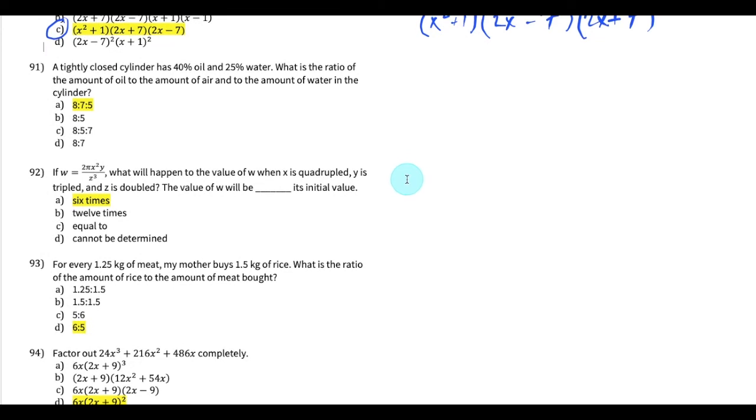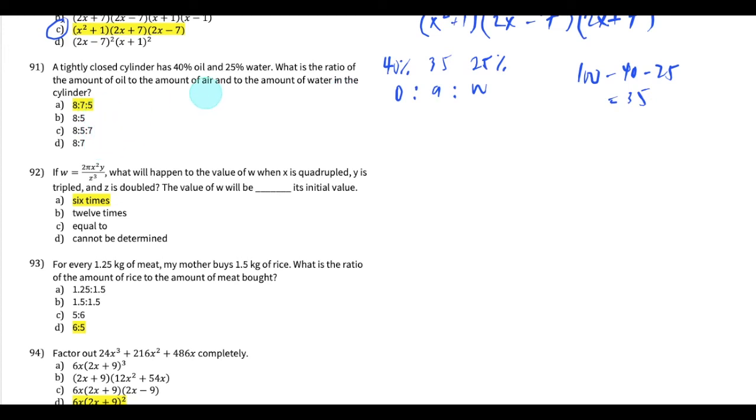Title closed cylinder has 40% oil and 25% water. What is the ratio of the amount of oil to the amount of air to the amount of water? So here we want oil to air to water. 40% oil, so 40, 25% water. So ibig sabihin, 100 minus 40 minus 25, that's equal to 35. So 35 yung percent natin ng air.